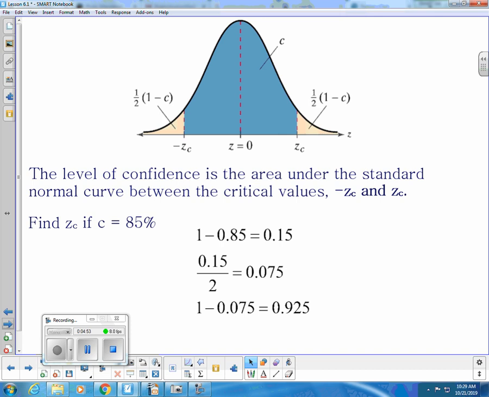So if I want to find this z-score, it would be 100 minus 7.5%. Does that make sense? And this z-score, we don't need to worry about the negative. We just want this one. This is what we're going to use in the formula. So if you take 1 minus the confidence level, split that in half, and then do 1 minus that number, that's going to be your Z sub C, your critical value. And that's a z-score, so we're going to be using the standard normal curve chart here.